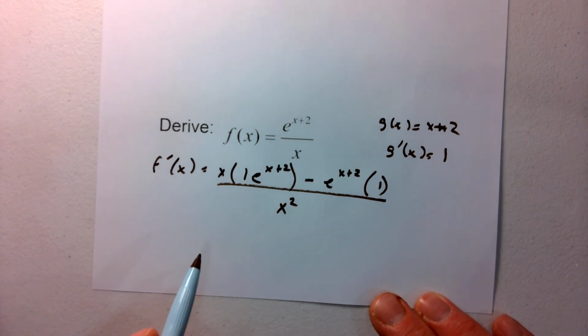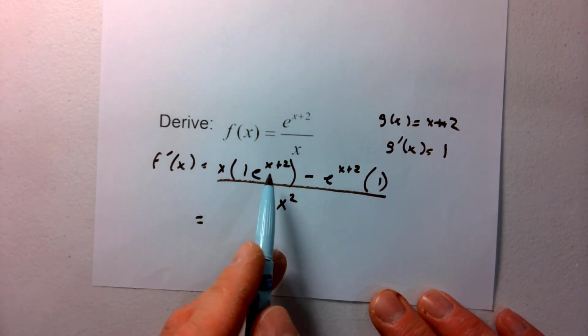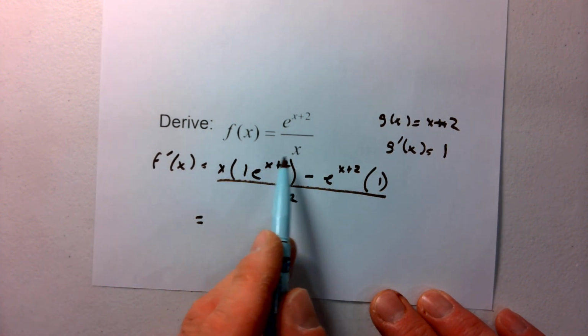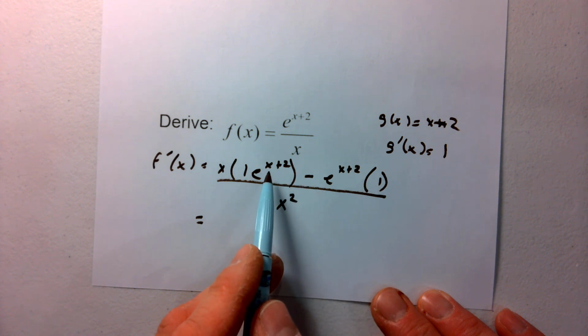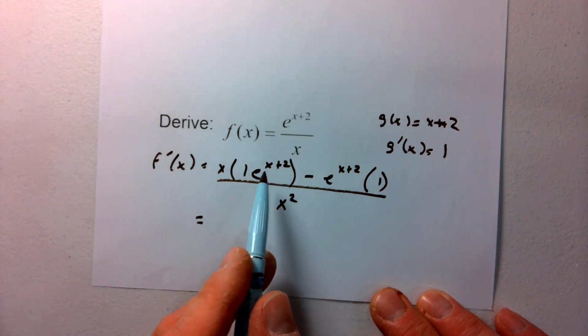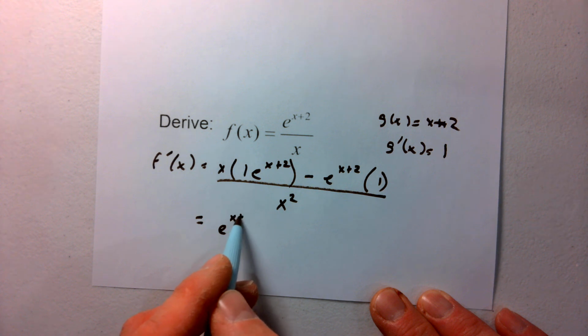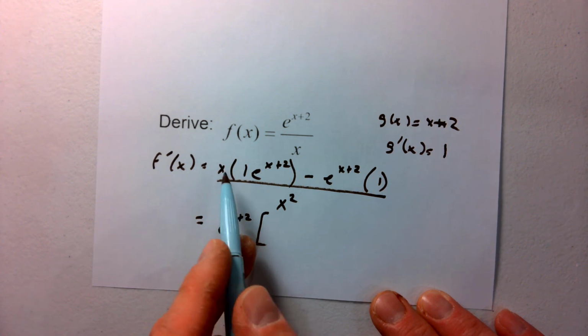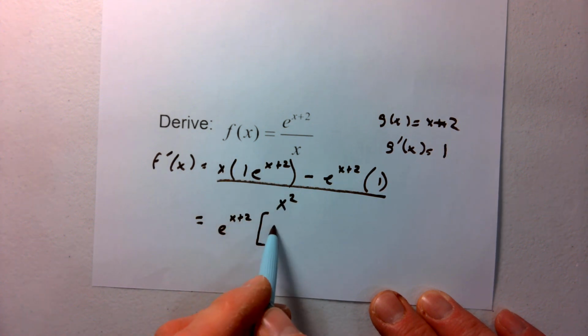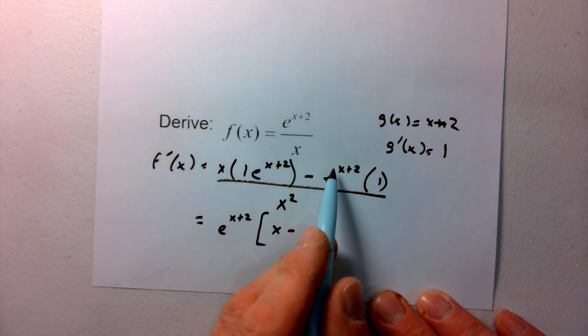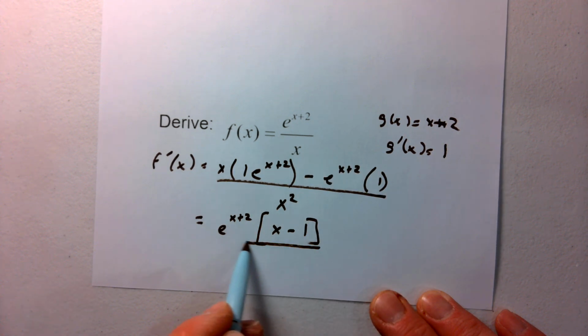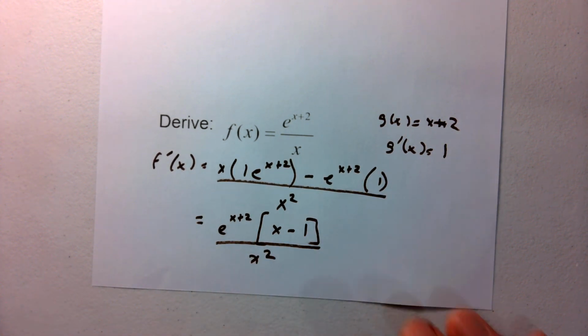Finally, again, we can go ahead and clean up by factoring out the GCF in the numerator. Again, we'll see that we can take out that e to the x plus 2, times, we have an x left over, minus a 1 left over from the second part. And that's over x squared. And that gives us our derivative.